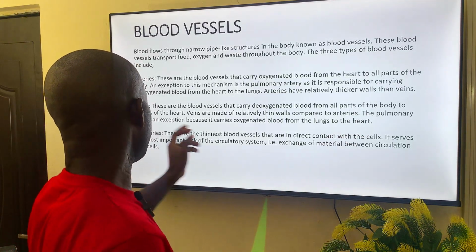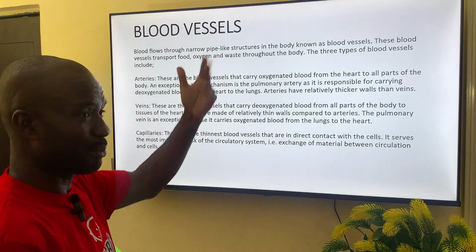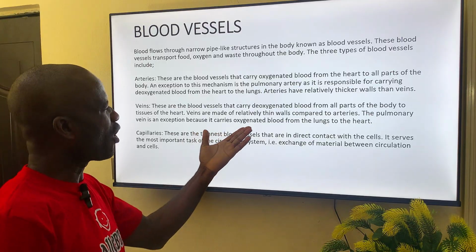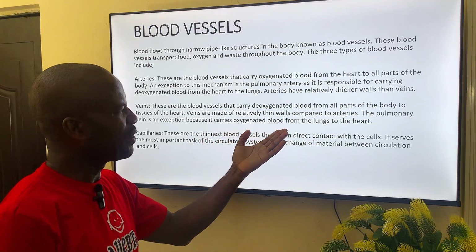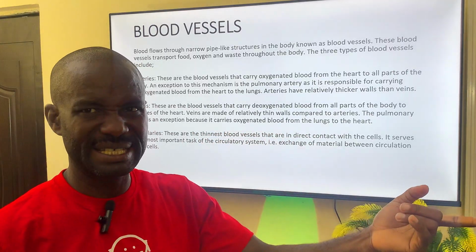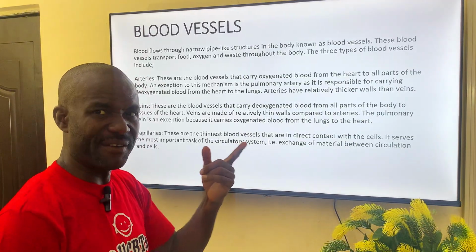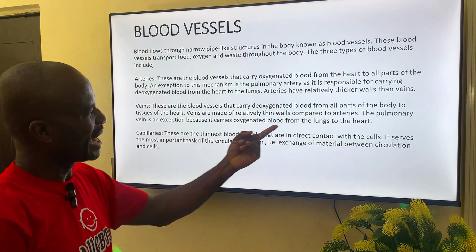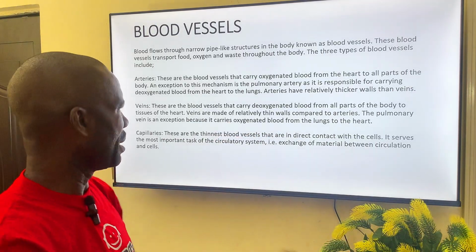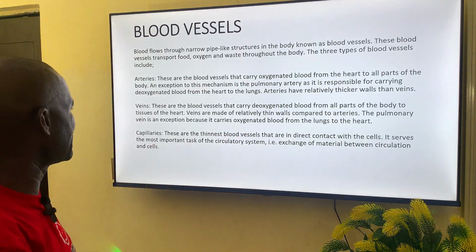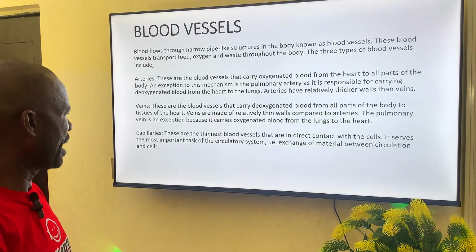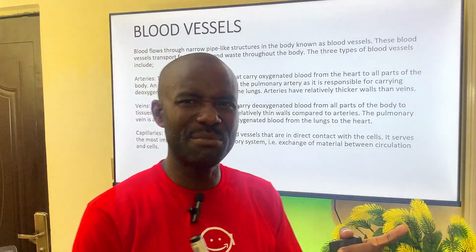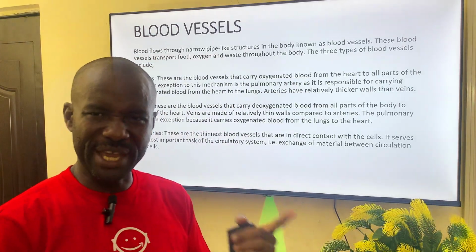The pulmonary vein is an exception, just like we have the pulmonary artery. They act in the opposite direction, because they carry oxygenated blood from the lung to the heart. While the pulmonary vein carries blood towards the heart, the pulmonary artery carries blood away from the heart. Then the last one is the capillaries. The capillaries are the blood vessels that act in between the vein and the artery.